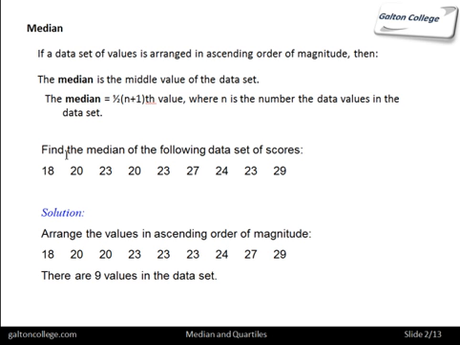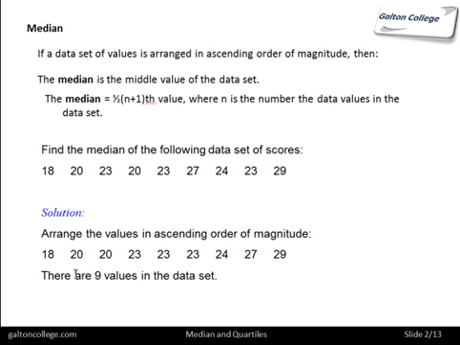So let's look at this set here. Find the median of the following set of scores. We have this set of numbers. Now the first thing we do is organize them. Here's the solution. We organize them in ascending order: 18, 20, 20, 23, 23, 23, 24, 27, 29.